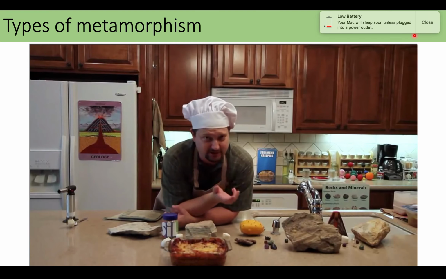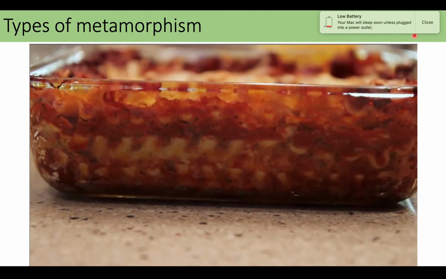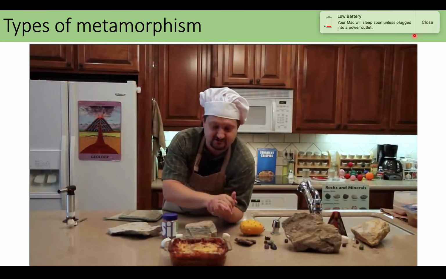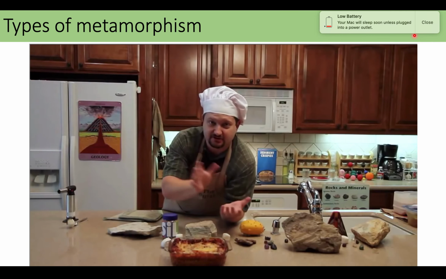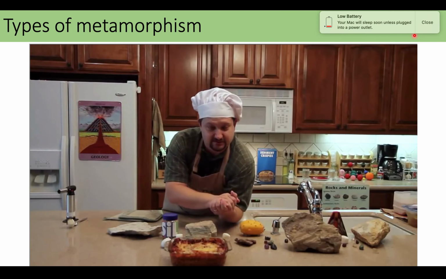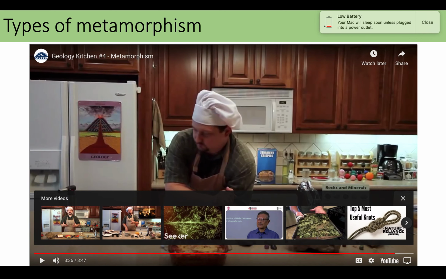Now, we don't have pressure in the oven, but we do have heat, and those things melt and they all congeal to form this new food, which is like regional metamorphism in a way, although the pressures are much lower in the oven, but it's a pretty good analog, and it tastes good too. Now that we're all hungry for lasagna, let's go through some examples of these types of metamorphism.